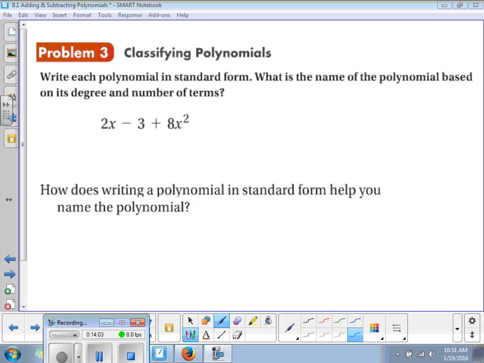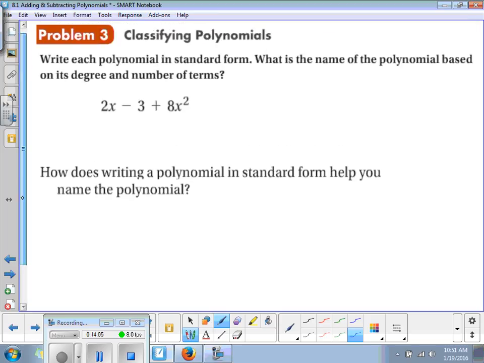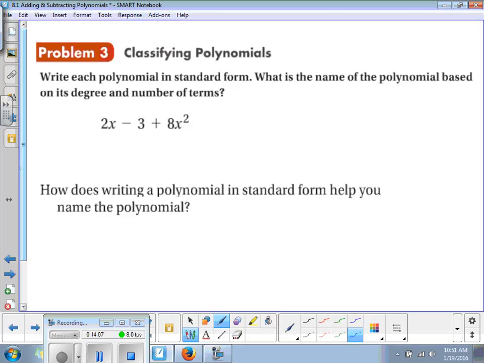Do we have any more in there? No, just okay. All right. So here, 1, 2, 3. 3 terms. So that is a trinomial. Very good. That is a trinomial because we have 3 terms. Okay?